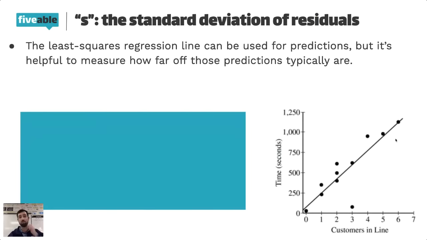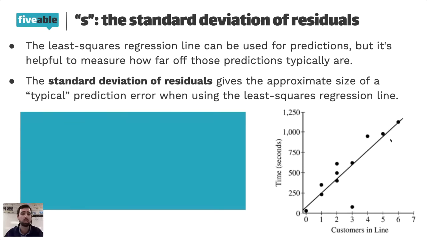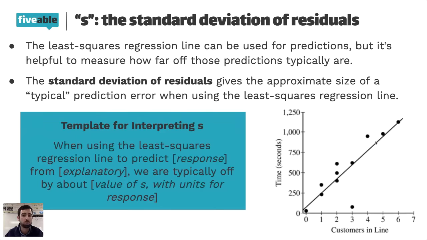We also have the standard deviation of the least squares regression line. It tells us the approximate or typical prediction error when using the least squares regression line. Here's a quick template to interpret S. You can go ahead and take a screenshot of that. That will help you interpret S.